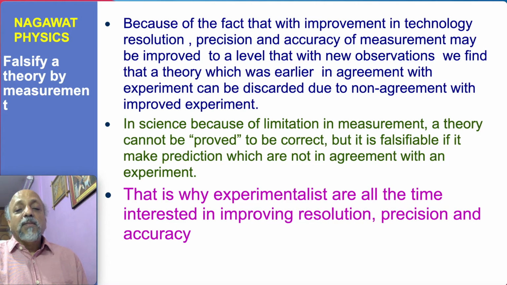But the agreement never ensures that the theory is correct. It is always called tentative. So there are no final proofs of a theory from experiments. The experiments can, however, be used to reject or falsify a theory or theoretical prediction. That is why experimentalists are all the time interested in improving precision and accuracy, so that to a better level of precision and accuracy, the ideas and implications of theoretical prediction can be checked in experiments.